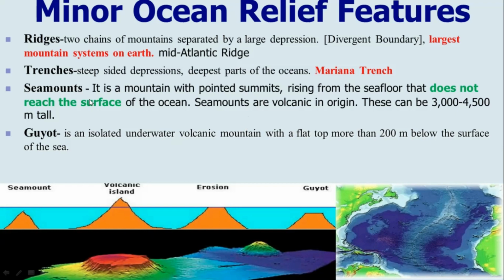Then we find the seamount. What is a seamount? As you can see over here, it is a mountain with pointed summits. But this does not reach the sea surface, the surface of the ocean. These are generally volcanic in nature. We also find guyots. These are also volcanic mountains, with a flat top. It is not a pointed top but a flat top, and generally they are not more than 200 meters below the surface of the sea.